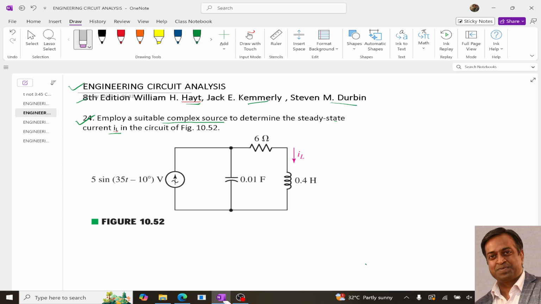Now with complex source, what it means is that we need to write this expression in the exponential form, and it can be written as 5 e power j(35t minus 10 degrees), right? So this is the suitable complex source. It is a complex form of this, right? So simply whatever is the angle, we need to put in the power along with j. So using this complex exponential form we are going to determine the IL.